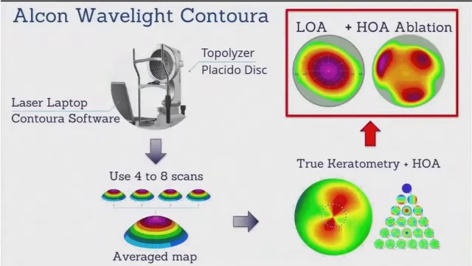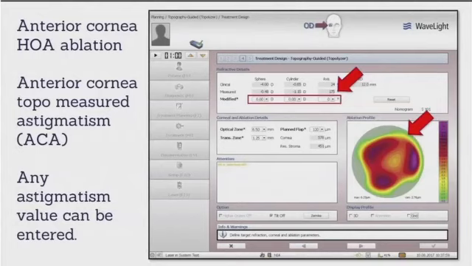Topography-guided treatments use high-resolution placido-disc scans to generate a customized ablation profile. Anterior corneal higher-order aberration correction is added to the traditional sphere and cylinder ablation seen here. Here's an example of a corneal HOA ablation profile on a Contoura treatment screen. Contoura also measures the anterior corneal astigmatism, but allows you to modify, enter, and treat any astigmatism that you want.